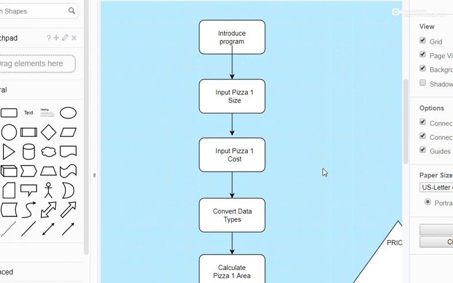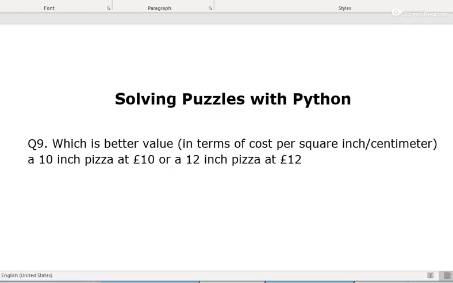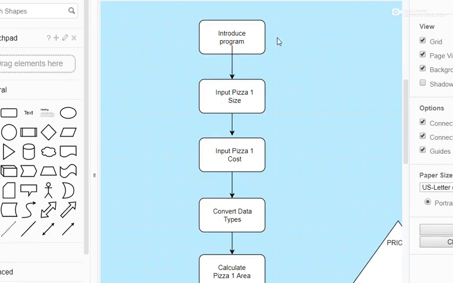So, my approach to solving this puzzle. There are two pizzas in the question, a 10-inch and a 12-inch at £10 and £12, and so what I propose to do is write the program for one pizza, pizza 1, and then merely duplicate the lines for pizza 2.